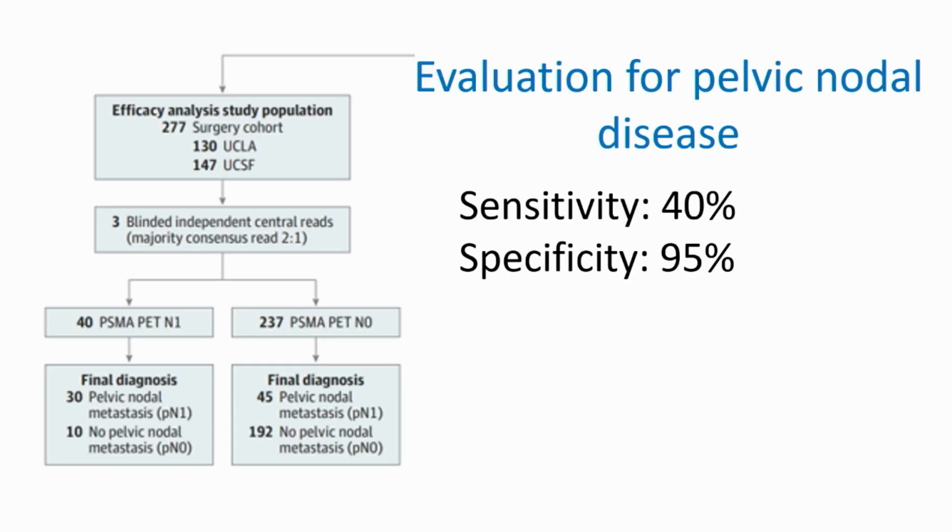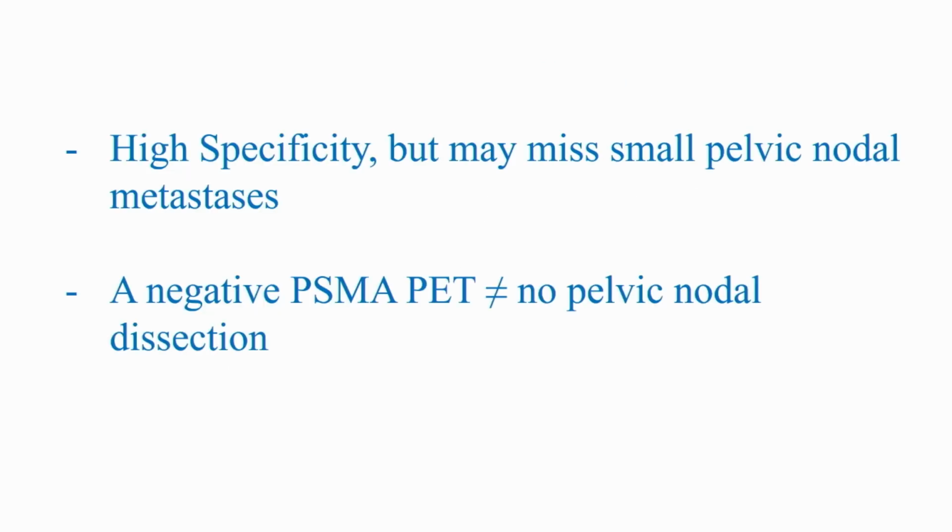And so this found, similar to the prior study, a high specificity of 95% with not as great sensitivity of 40%. So the authors concluded that there's high specificity, but they may miss small pelvic nodal metastases, and therefore in clinical practice, a negative PSMA PET does not mean that you cannot do a pelvic node dissection.